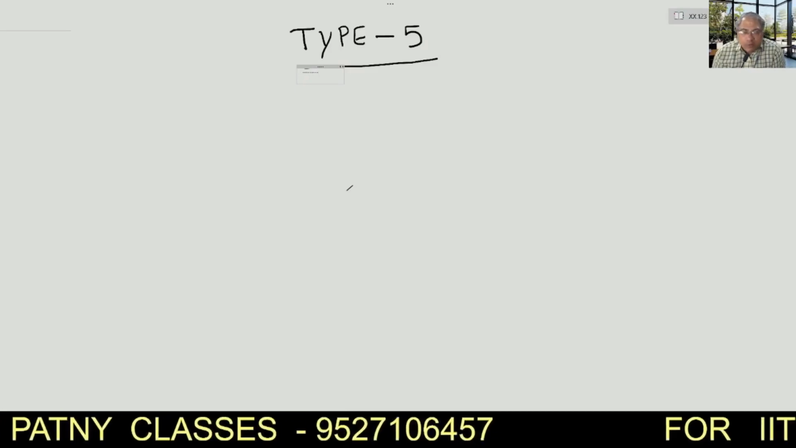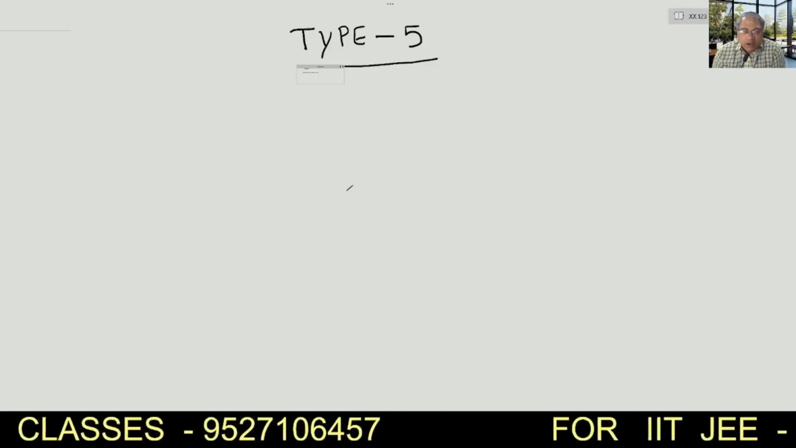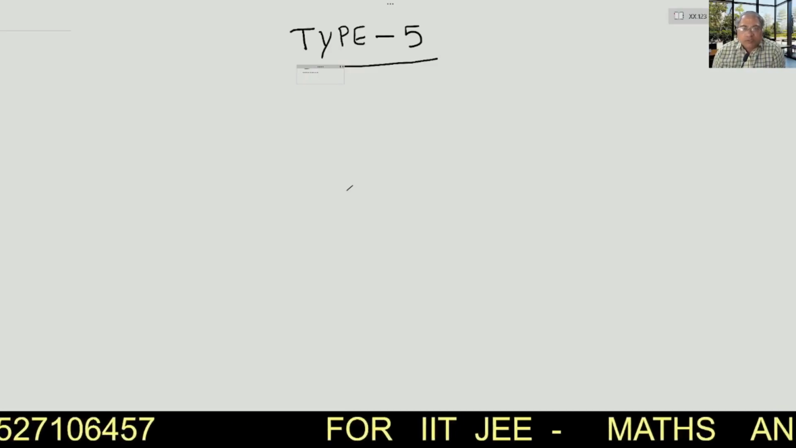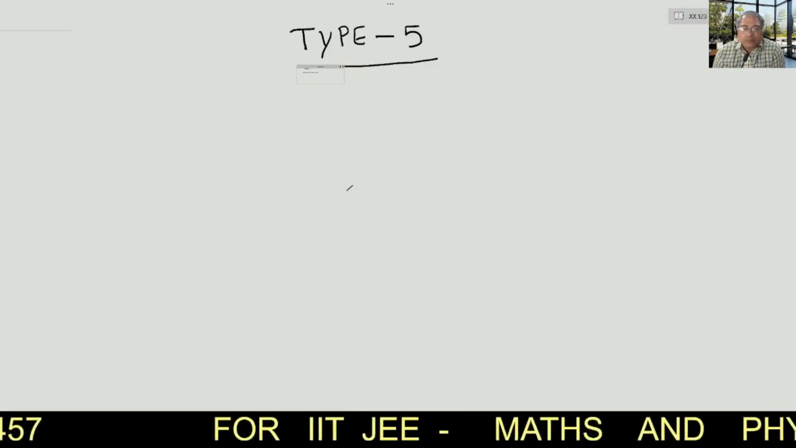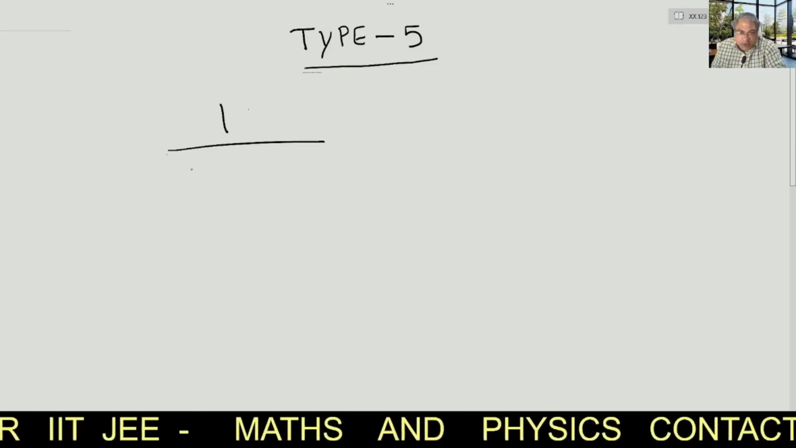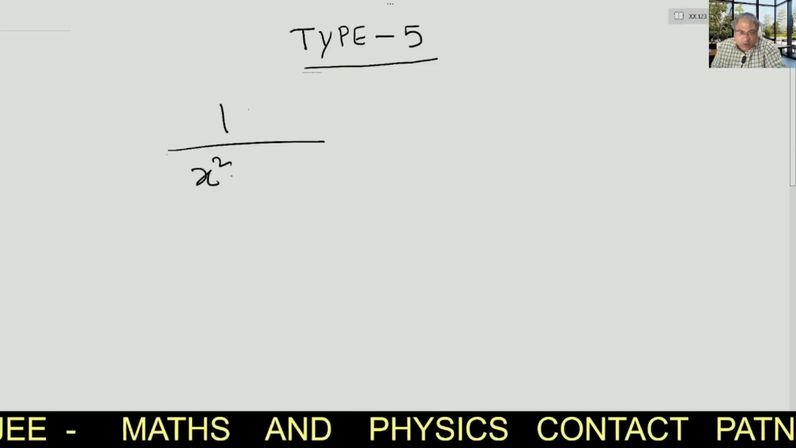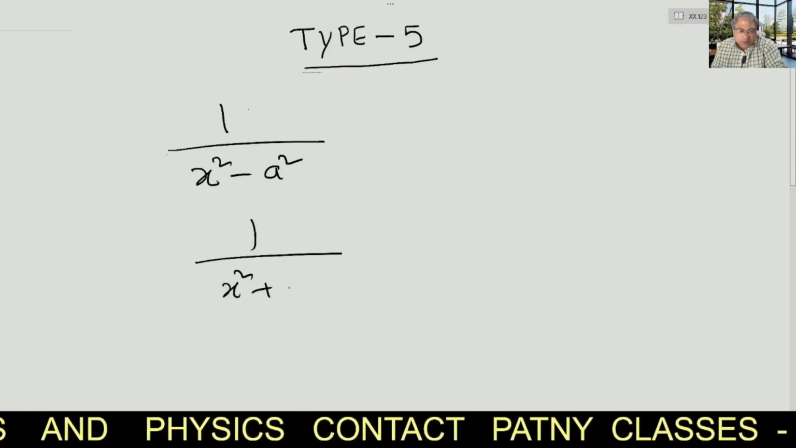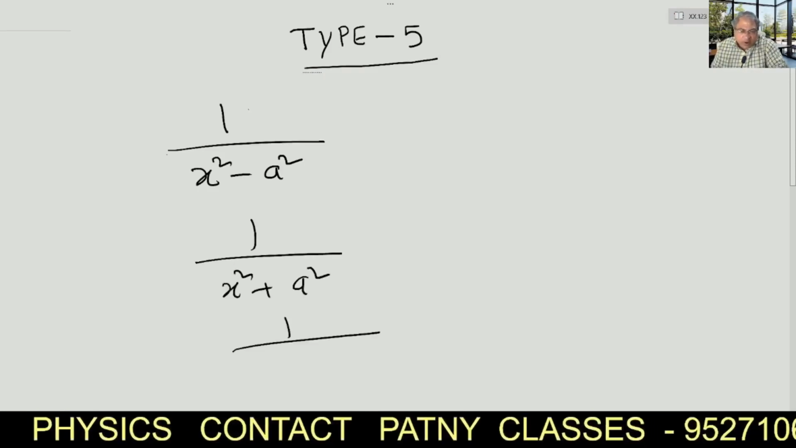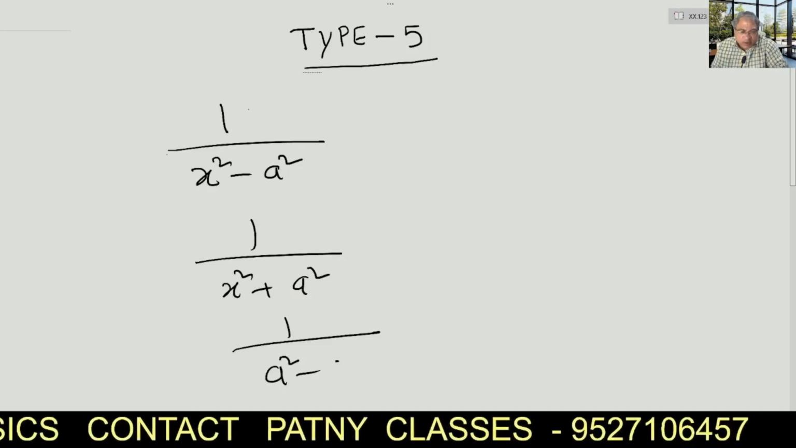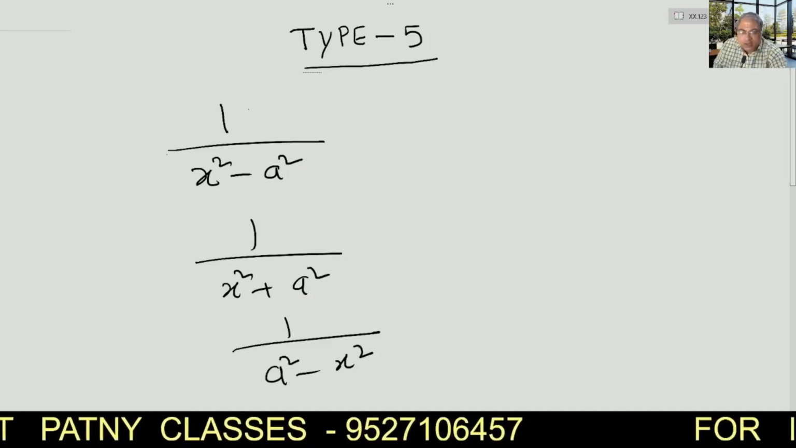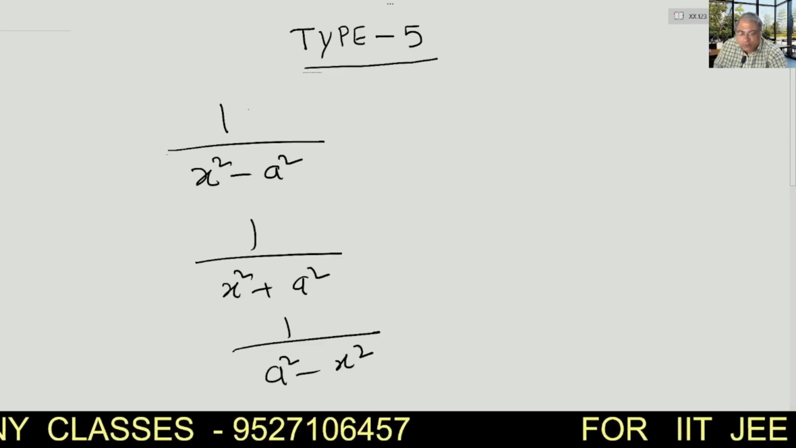In part 1 of basic integration, I had done type 1 to type 4. Now I am starting with type 5. In this type, I am going to deal with problems such as 1 upon x square minus a square, 1 upon x square plus a square and 1 upon a square minus x square. This type of problems I am going to deal with in type 5.